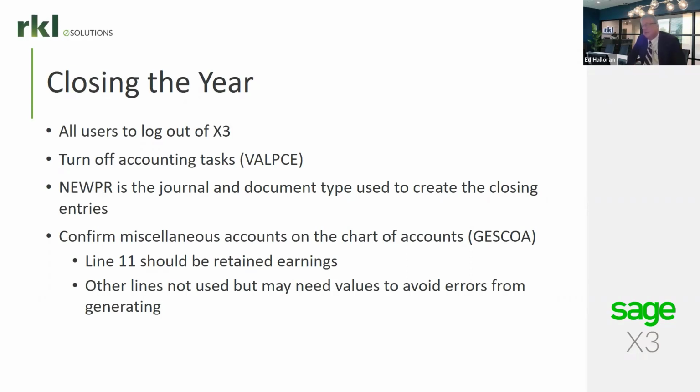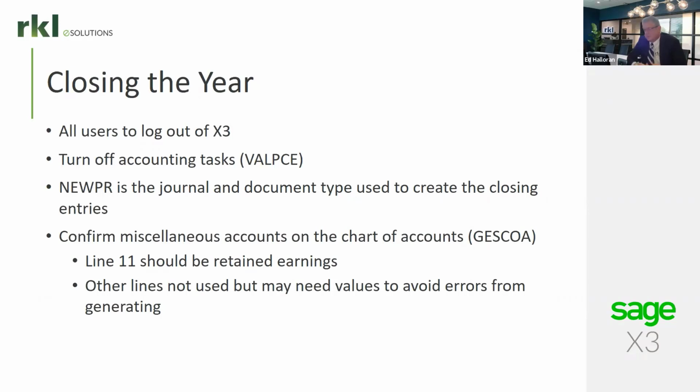But generally, if moving forward, versions 6, 7, 8, 9, 11 and 12, it's the new period entry you'll be using. You want to confirm the miscellaneous accounts on the chart of accounts. So what happens if you go to close the year out, it might tell you you're missing one of these accounts. So you just need to fill them in because they're not always used in the closing process, but you might get an error that just says it's blank. So you just need to fill it in.